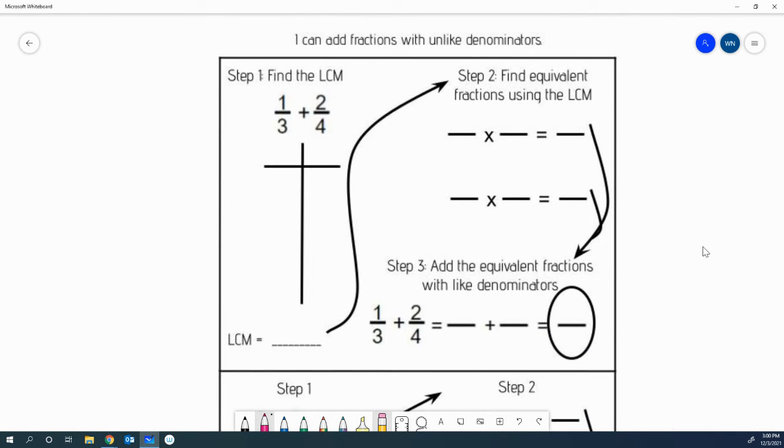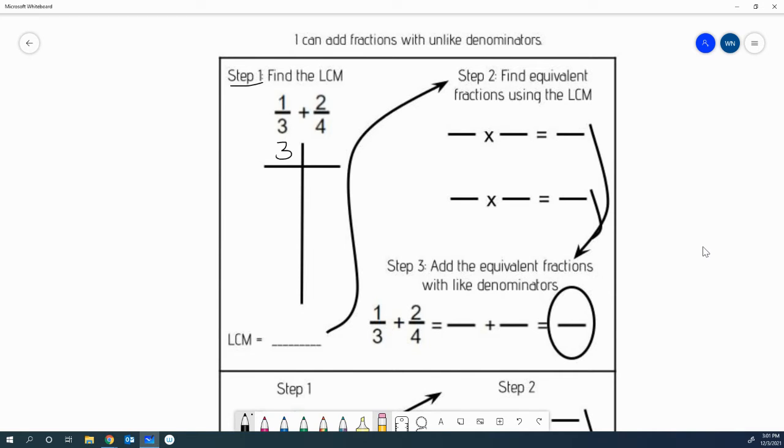It's got a lot of words on it because I wanted to walk you through the steps. You're also going to keep this sheet in your notebook, so if you ever forget, your steps are going to be right there. All right, let's start with step number 1. It says find the LCM. Remember that LCM is the least common multiple. I went ahead and gave you the T-chart to start with that.